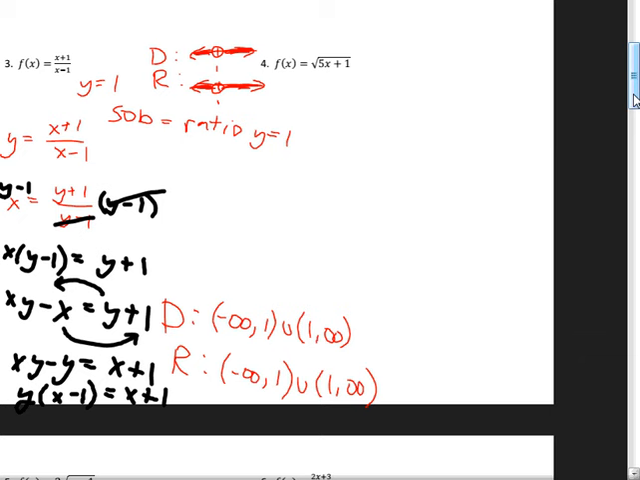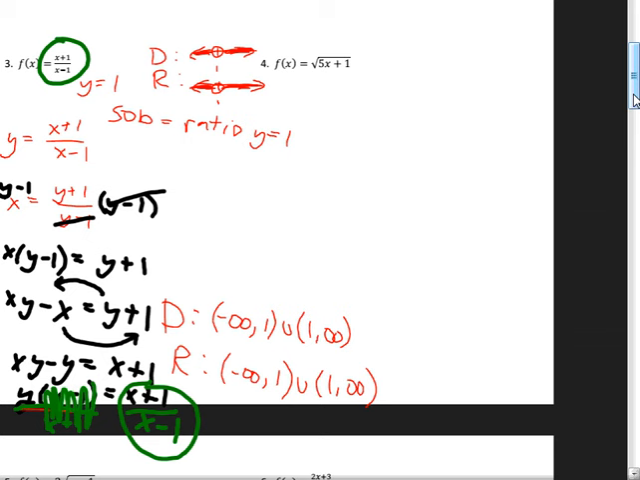Is y alone yet? Nope. Keep asking yourself that. Is y alone yet? I got to divide by, use green, shows up better on black. Dividing by x minus 1 on both sides. And now y is alone, and there it is. X plus 1 over x minus 1. Isn't that bizarre? It's the same as the original. X plus 1 over x minus 1.